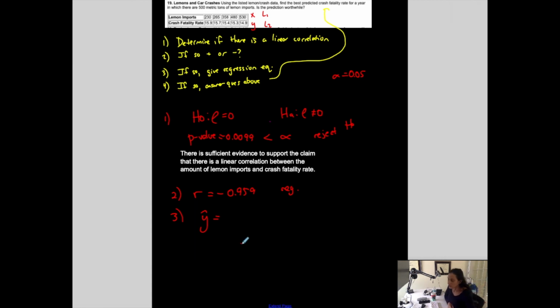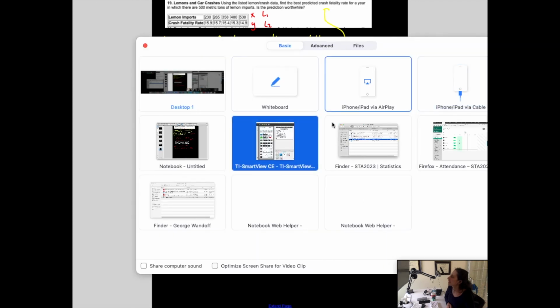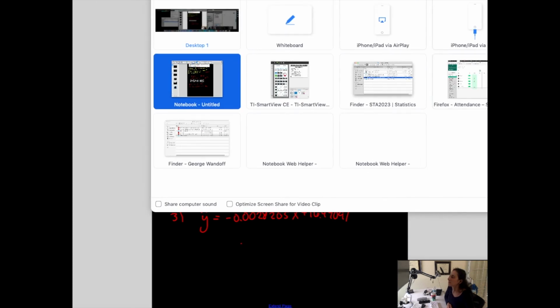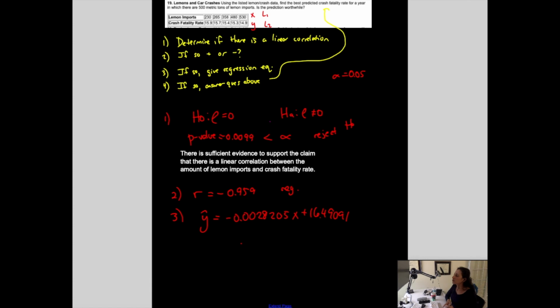I like to be in slope-intercept form personally. So negative 0.0028205x plus 16.49091. This is my regression equation to represent the situation. Obviously, if I didn't have linear correlation, then this regression equation would mean nothing to me because it's a linear regression equation. So I want to determine that there's linear correlation before I even determine the regression equation.